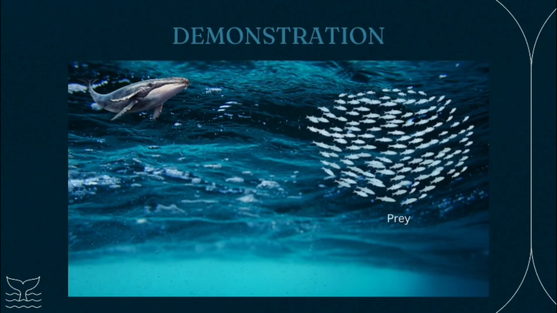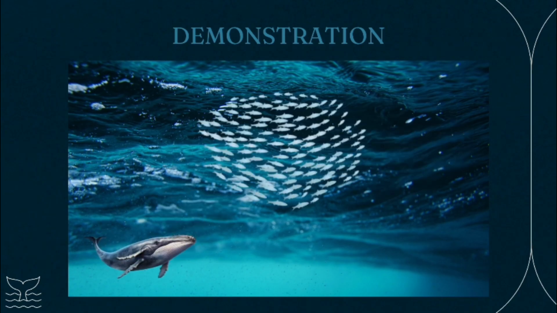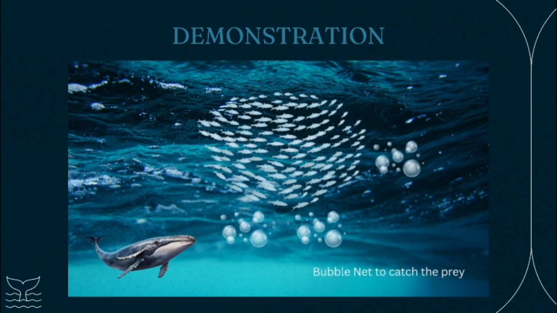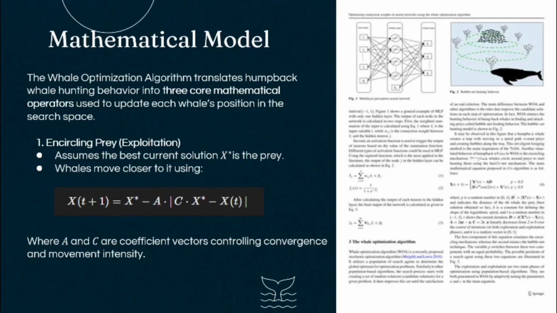Here we have a small animation to show the bubble net feeding strategy. Firstly, the whales target and find the prey, which might be a school of fish, and then they dive down deep below the prey. Then, as they move towards the prey, they release bubble nets in circular patterns so as to restrict the prey, and they move in spiral patterns which form a cylindrical shape and they move towards the prey, and they hunt the prey in the bubble net feeding strategy.